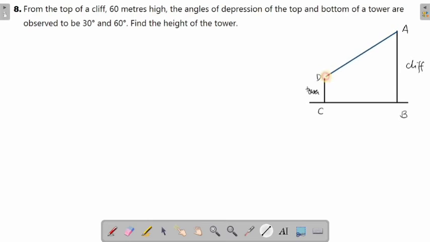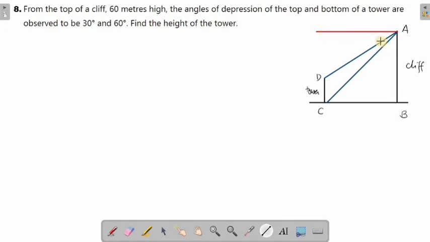So this is my top when I look at the top, and this is the line of sight to the base. The question is saying the angles of depression are given. For finding the angle of depression, remember you always need to draw a horizontal line from the top. So let me draw a horizontal line this way.